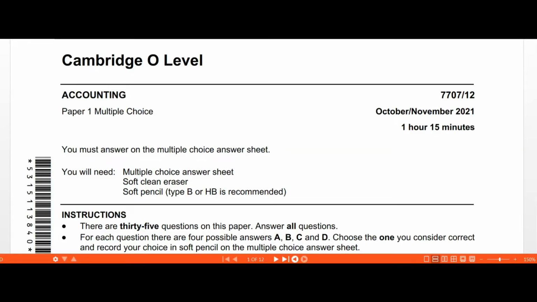Hello guys, so today I'll be going over O-level accounting paper 1. This is the most recent accounting O-level paper that happened in October-November 2021. This is the new code 7707. This is paper 12 and you have 1 hour 15 minutes to attempt all the questions.